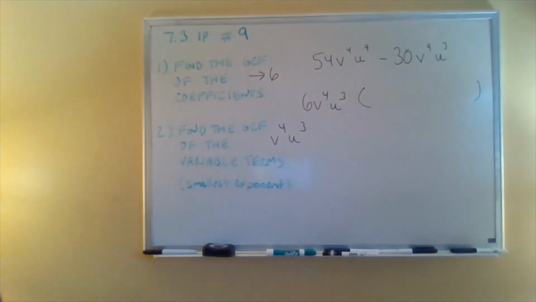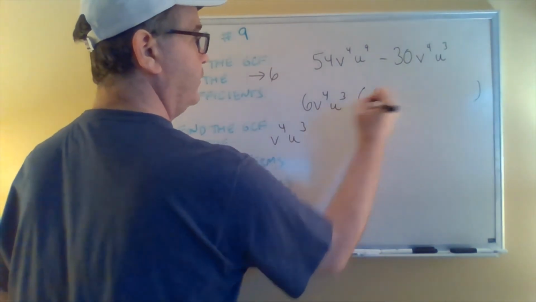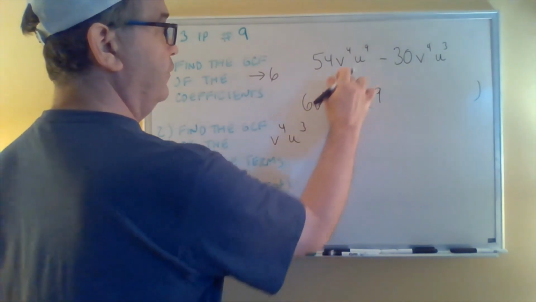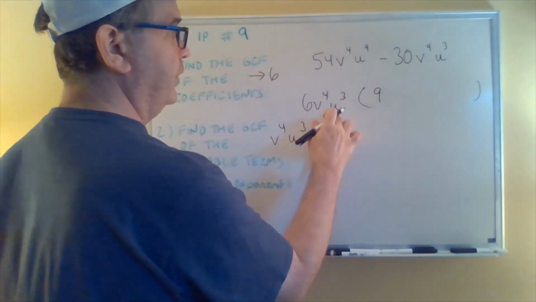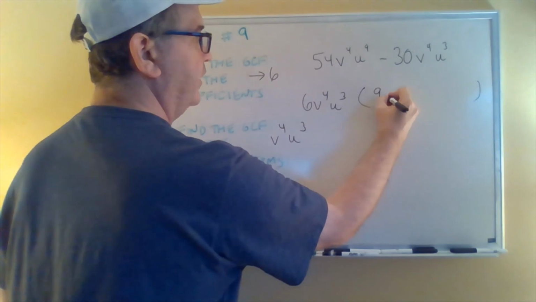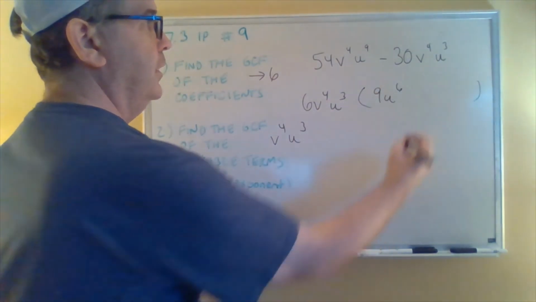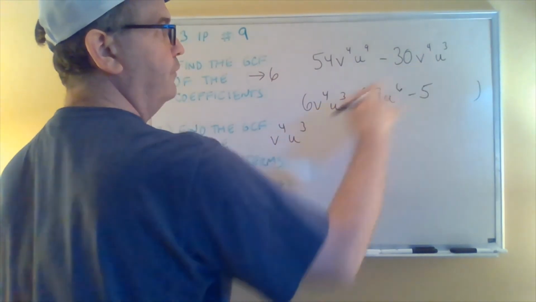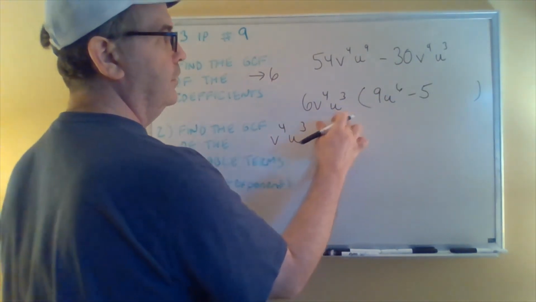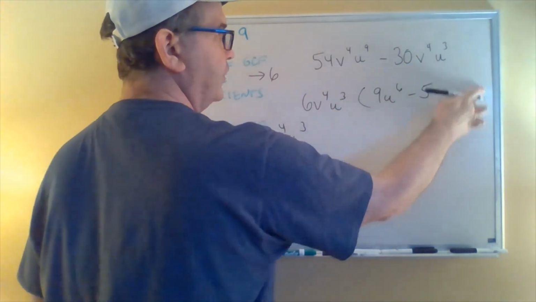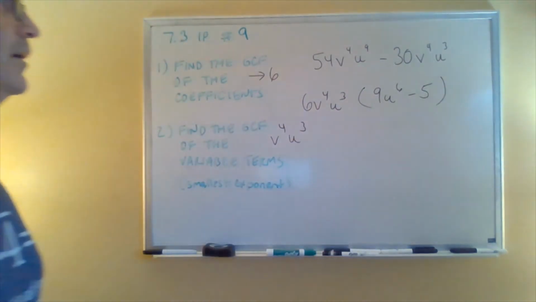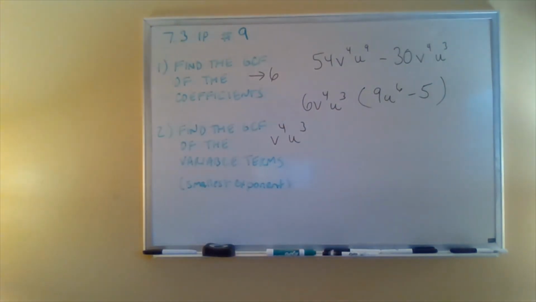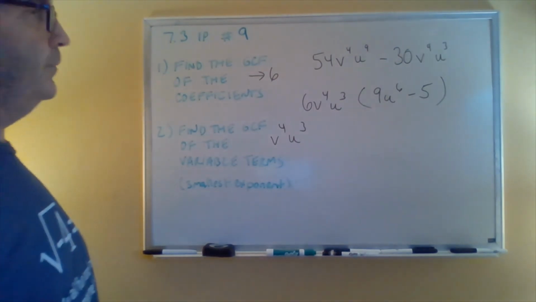So when we divide 54 by 6, that goes 9 times. And v to the fourth, they're just going to cancel out. When I take u to the third out of u to the ninth, that leaves me with u to the sixth. 30 divided by 6 is 5. V to the fourth, they're going to cancel out. U to the third out of u to the third, that's going to cancel out. So there's my answer right there. 6v to the fourth, u to the third, times 9u to the sixth minus 5.